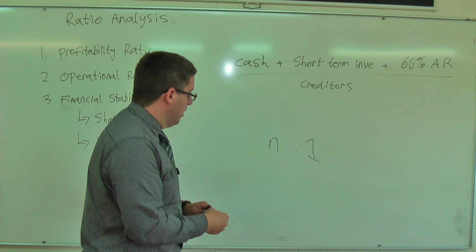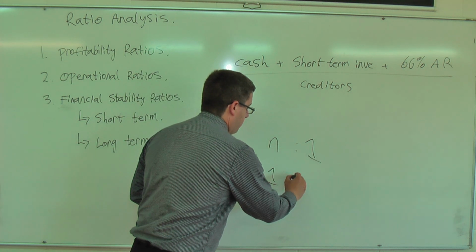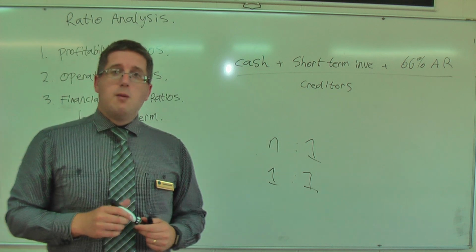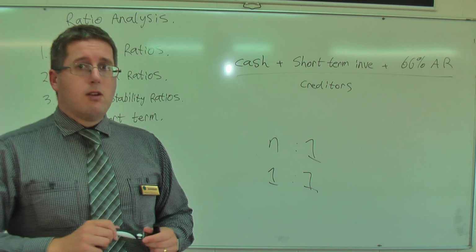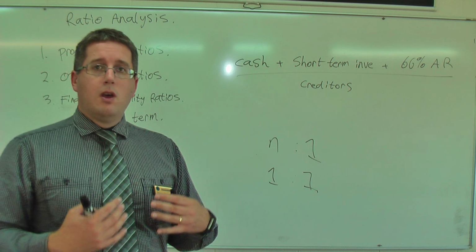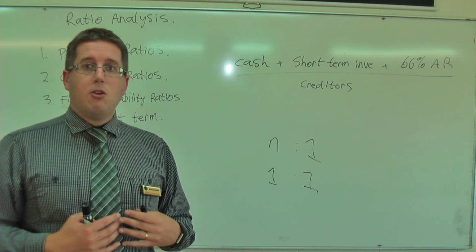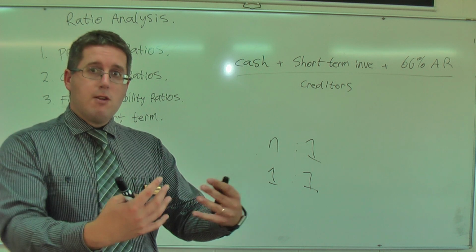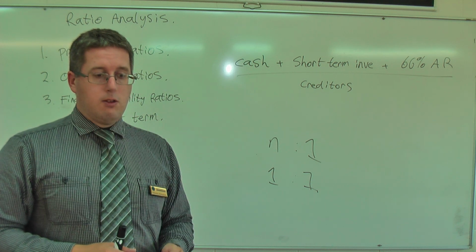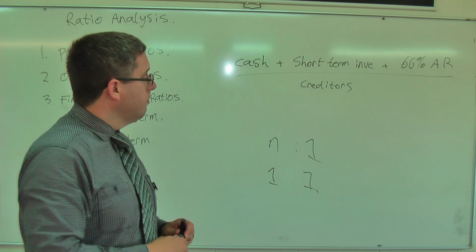You get a number, and hopefully it's more than 1 to 1, but sometimes it can be lower, and again similar to the current ratio, if it is less than 1 to 1 you're going to have problems paying your immediate debts, but the greater it is, the more stable it is for paying your immediate debts.